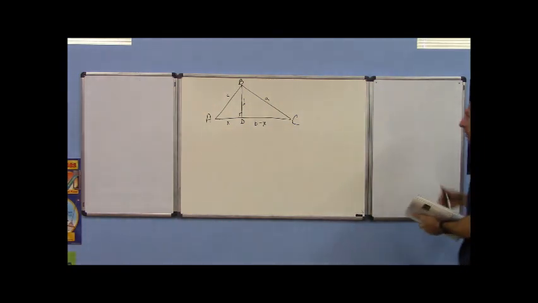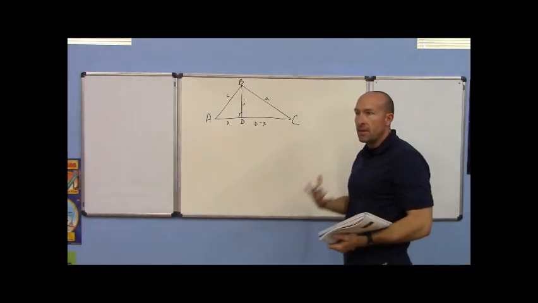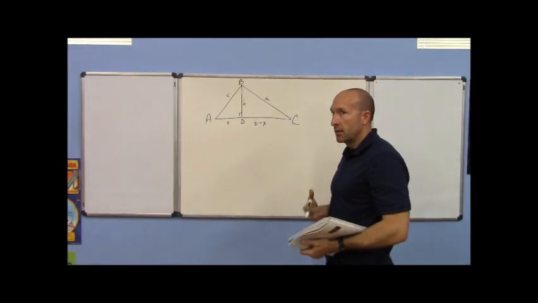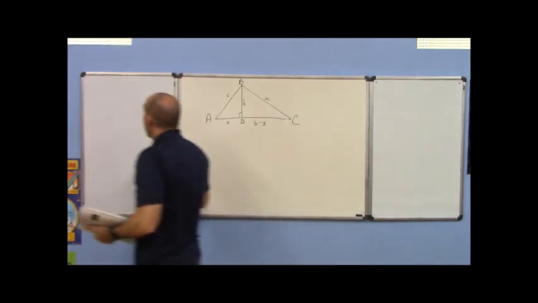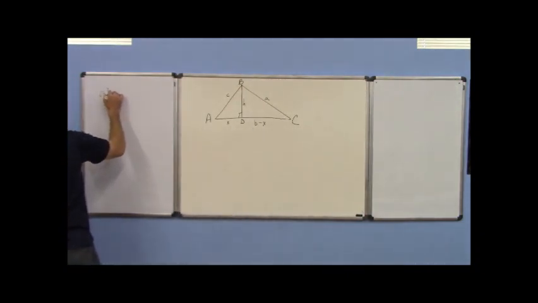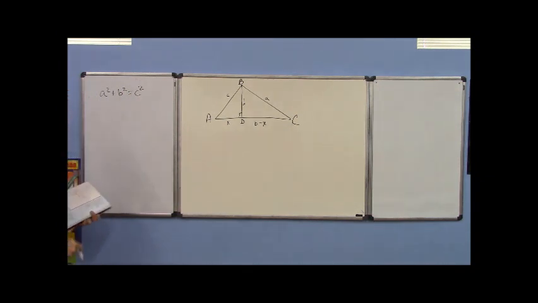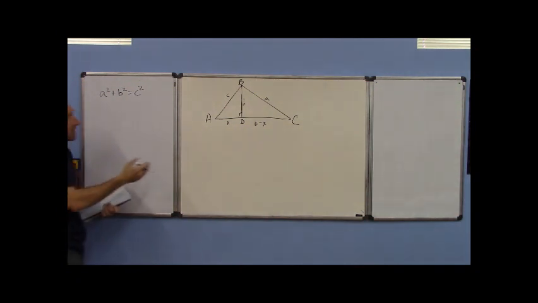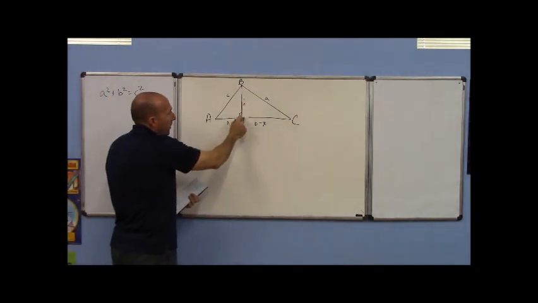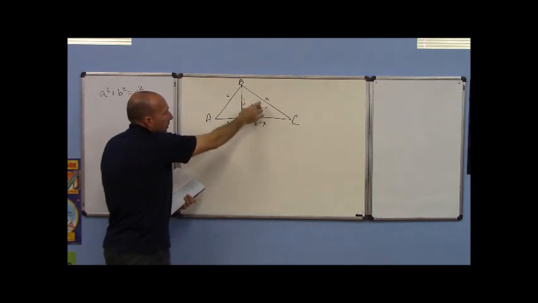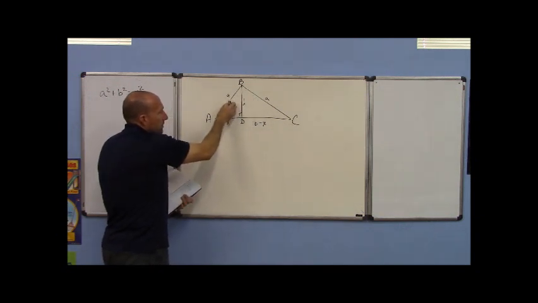So here we're going to use the Pythagorean theorem to assist us with this. The Pythagorean theorem being a squared plus b squared equals c squared. Within this situation here, we can change that over by using h, our height within this smaller triangle.